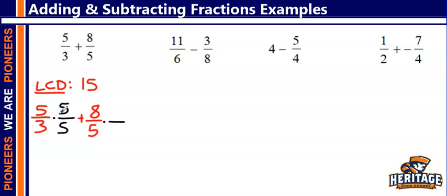So for the second fraction, what can we multiply with 5 to get to 15? In this situation, it's going to be 3. And you have to do the same number for both top and bottom so that we don't break any rules to this problem. Multiply the first pair of fractions together. 5 times 5 is 25, over 3 times 5, which is 15. Plus 8 times 3, which is 24.